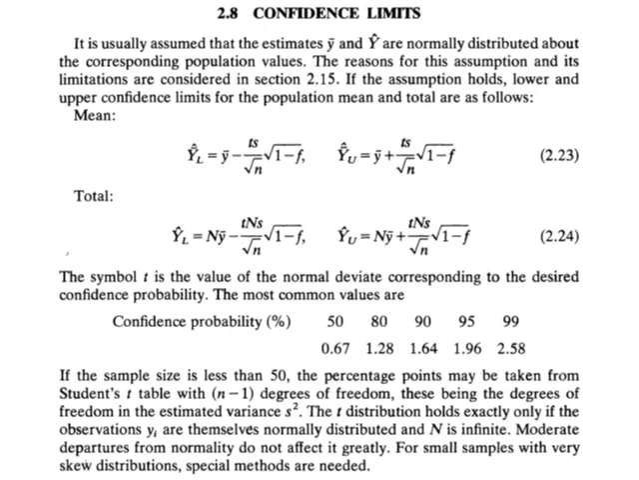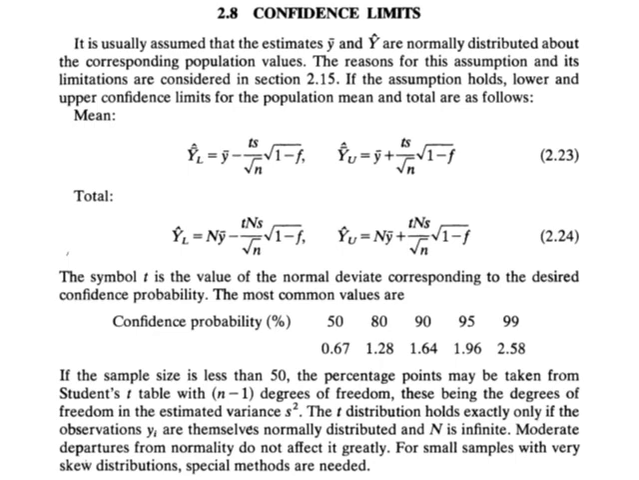Now we will take a look at the confidence limits. It's usually assumed that the estimates y small par and y hat are normally distributed about the corresponding population values. The reasons for the assumption and its limitations are considered in section 2.15. If the assumption holds, the lower and upper confidence limits for the population mean and total are as follows.